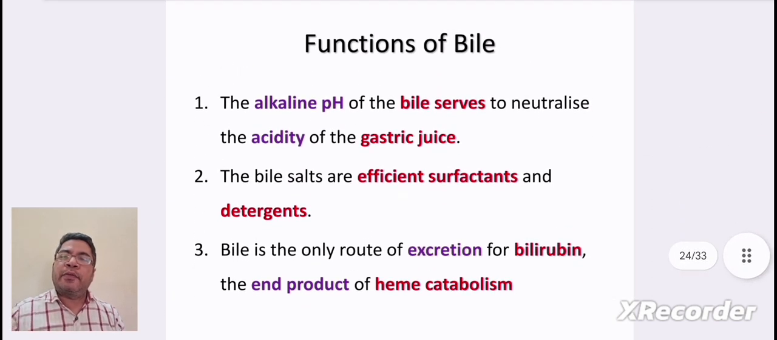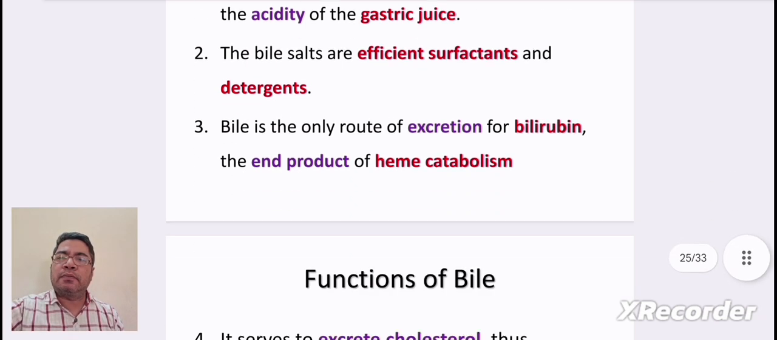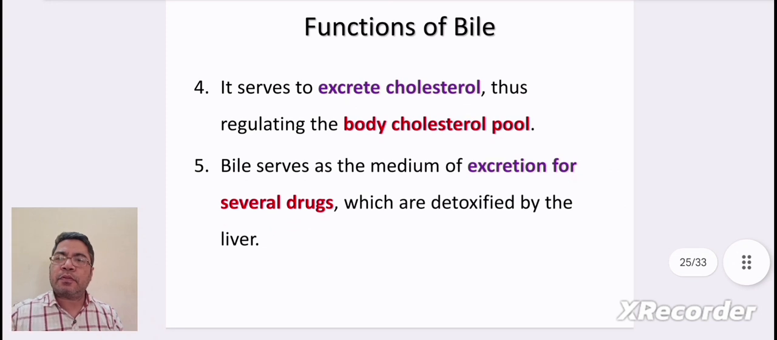Coming to functions of bile. The alkaline pH of bile serves to neutralize the acidity of the gastric juice. The bile salts are efficient surfactants and detergents. Bile is the only route of excretion for bilirubin, which is the end product of heme catabolism. It serves to excrete cholesterol, thus regulating the body cholesterol pool. Bile serves as a medium of excretion for several drugs, which are detoxified by the liver.